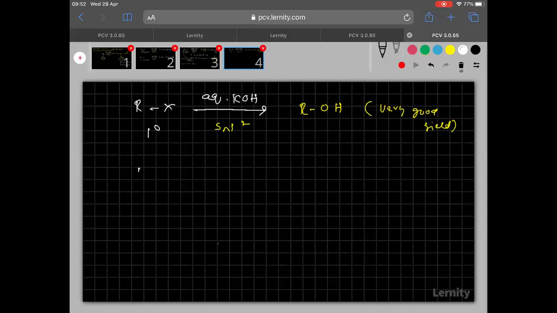Clear? Now, if I take the secondary alkyl halide with aqueous KOH, here also the mechanism followed is SN2, and the product is alcohol, but here the yield is poor. Poor yield of alcohol is formed here. Why? Because in SN2, the reactivity of secondary will be less. I hope you are able to understand this point here.